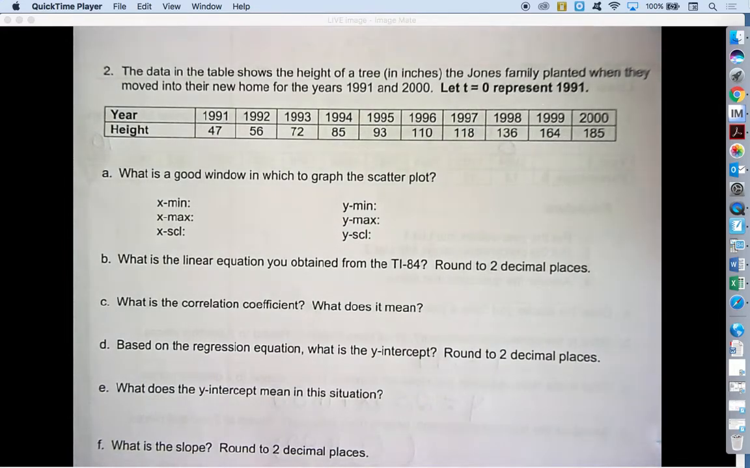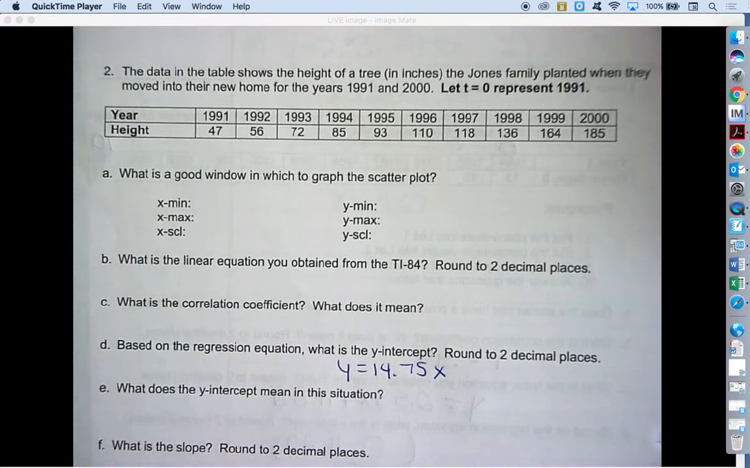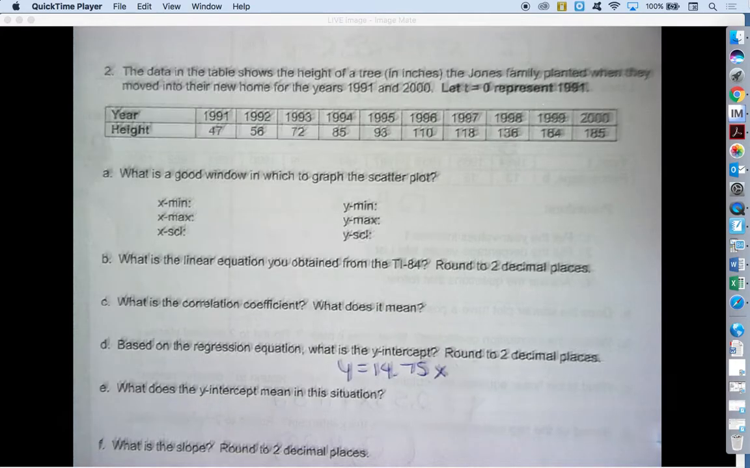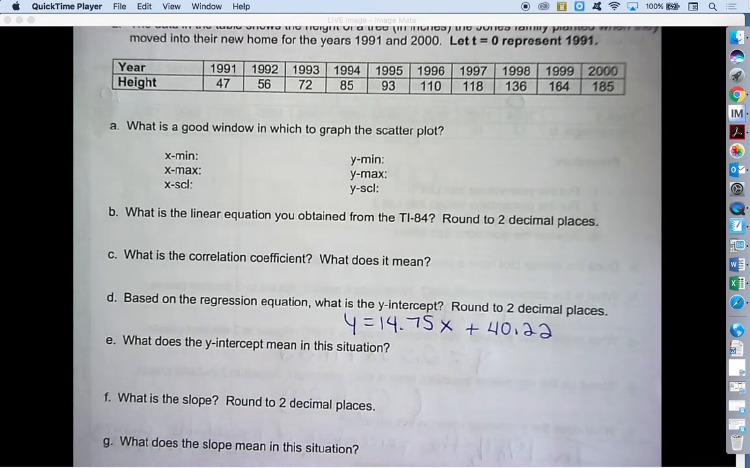So the equation you should have come up with was 14.75x plus 40.22. That means every year the tree's growing almost 15 inches. Your slope is every year the tree grows 14.75 inches. The y-intercept, this one doesn't make sense. But in 1991, well, it kind of makes sense, it says the tree was 40.22 inches. Again, the actual tree was 47, but that's where the line is for your y-intercept.